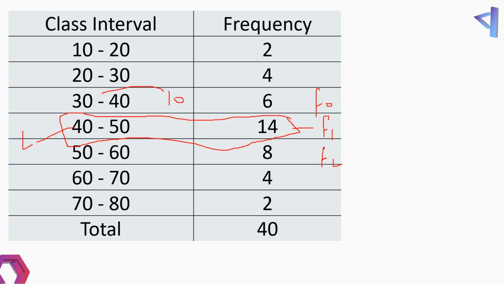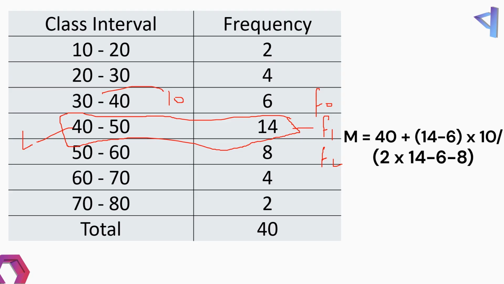So we get the required mode of this. For example, mode is equal to L, which is 40, plus F1 minus F0, which is 14 minus 6, divided by twice F1, twice 14, minus F0, 6, minus F2, 8, into H, into 10. You get the mode on simplification.